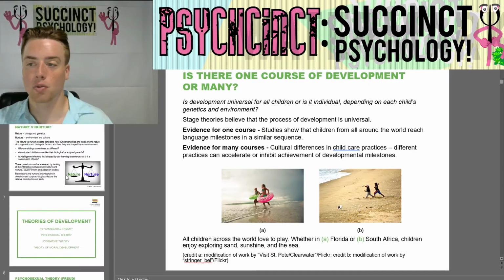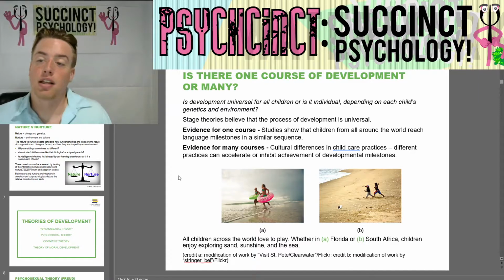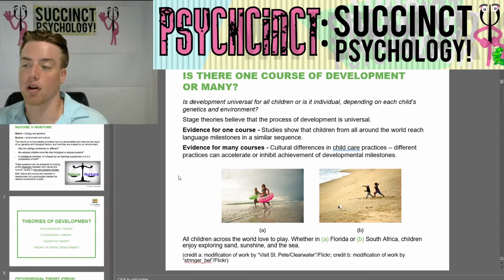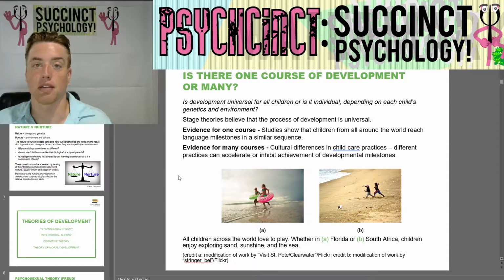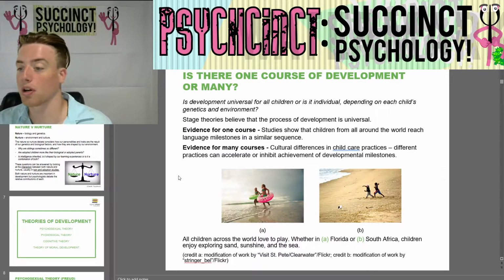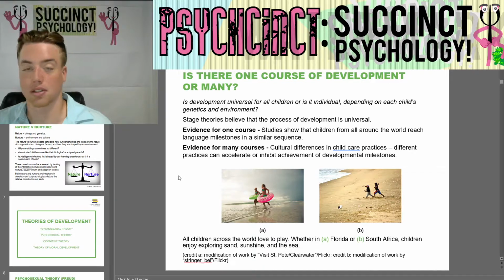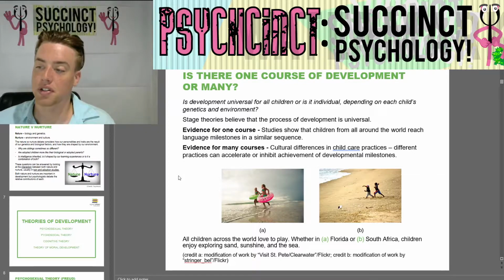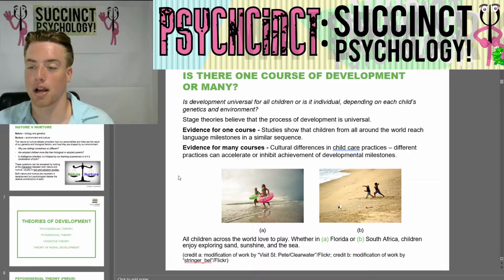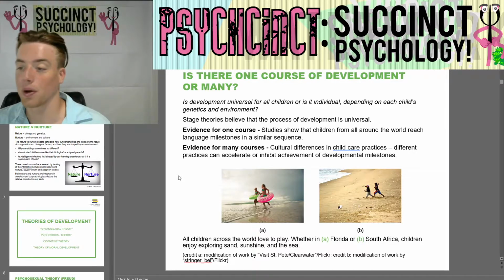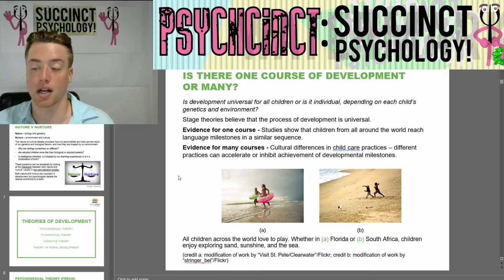So, is there one course of development or many? Is development universal for all children, or is it individual depending on each child's genetics and environment? Stage theories believe that the process of development is universal. So, evidence for one course: studies show that children from all around the world reach language milestones in a similar sequence. And then evidence for many courses: cultural differences in childcare practices, and different practices can accelerate or inhibit achievement of developmental milestones.